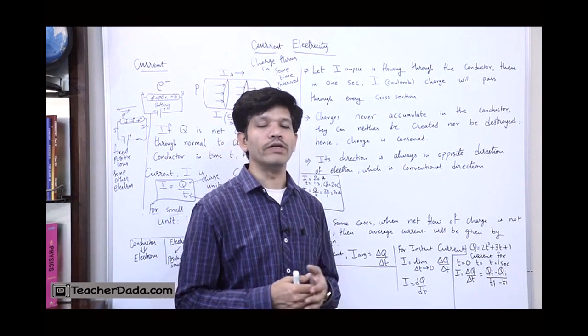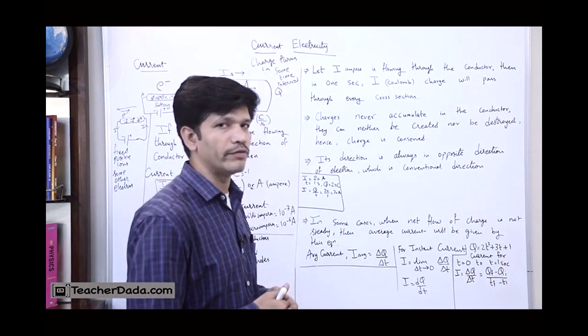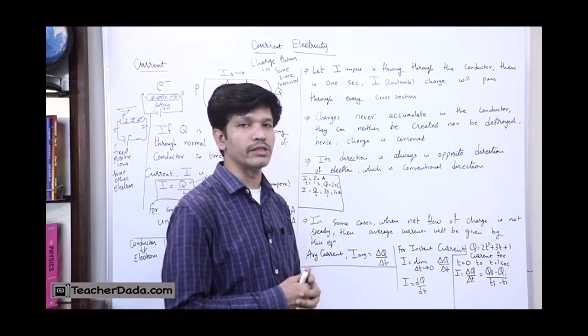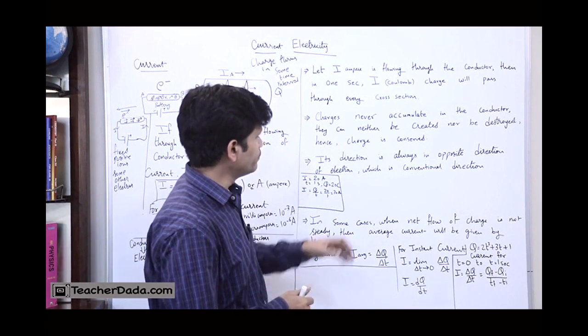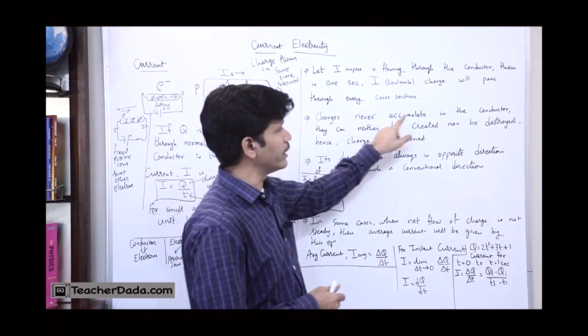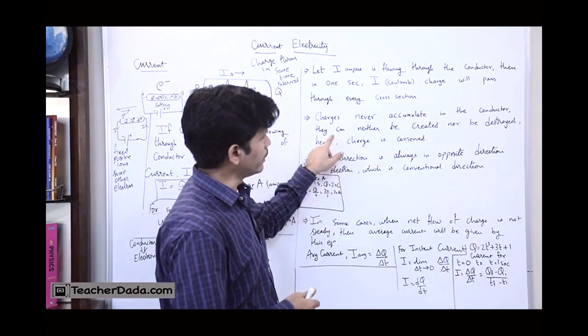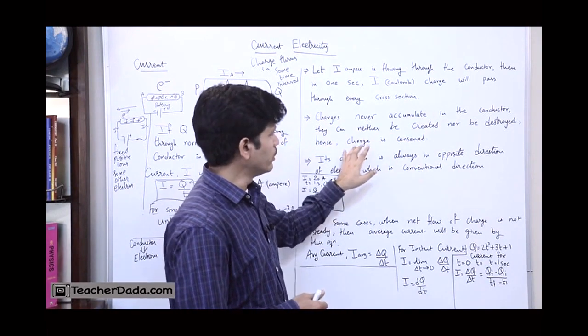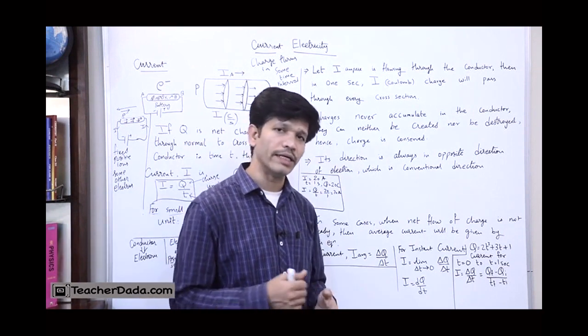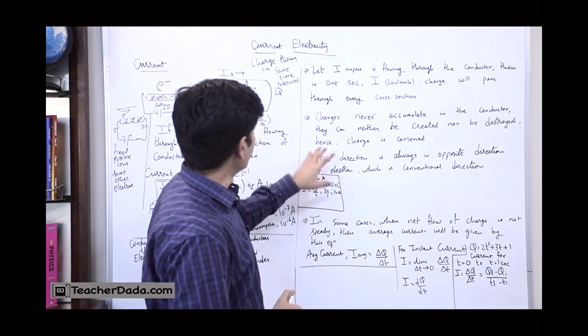Electrical form of energy, and that is supplied by the battery when they are connected in series, when the whole electrical circuit is connected with the battery. So the second point is related with that only, that is charges never accumulate in the conductor. They can neither be created nor be destroyed. Hence charge is conserved. So this is the way how charge is conserved, similarly like energy.